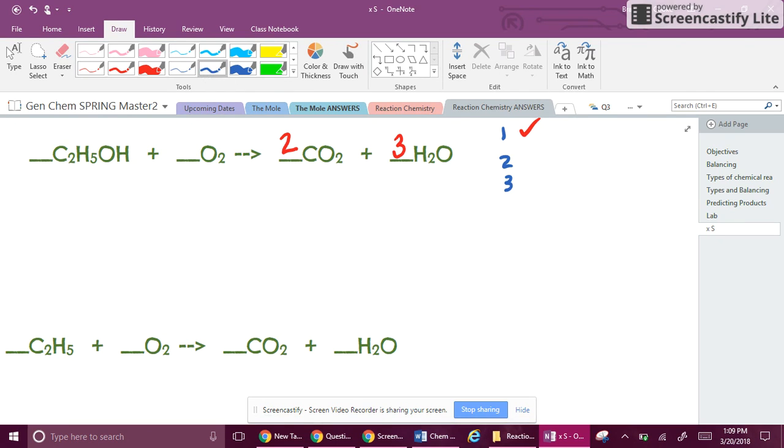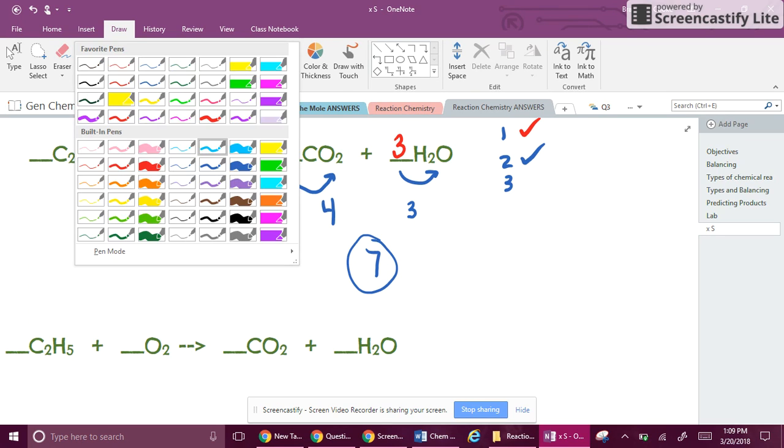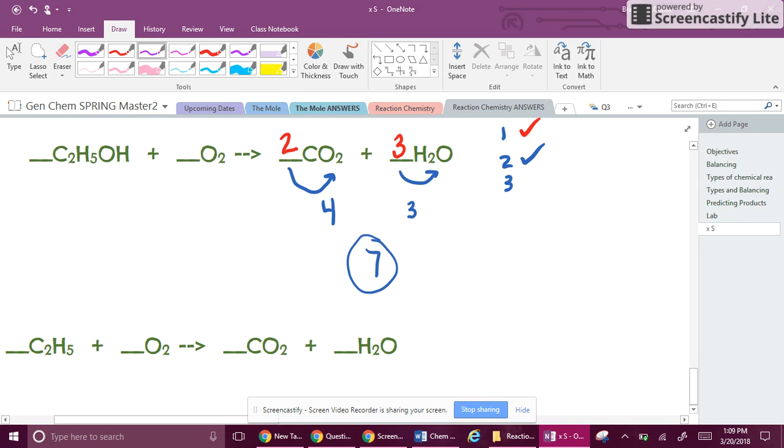Step number 2, total up my oxygens. 2 times 2 is 4, plus 3. 4 plus 3 is 7. I can do math. So 4 plus 3 is 7. There's my total. And then here is where we have step 2A.